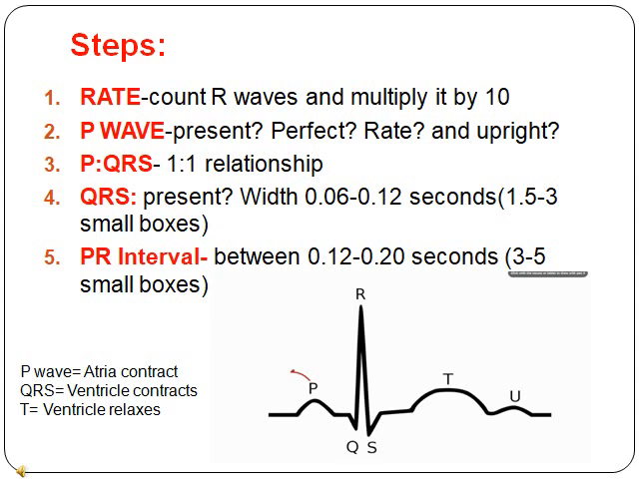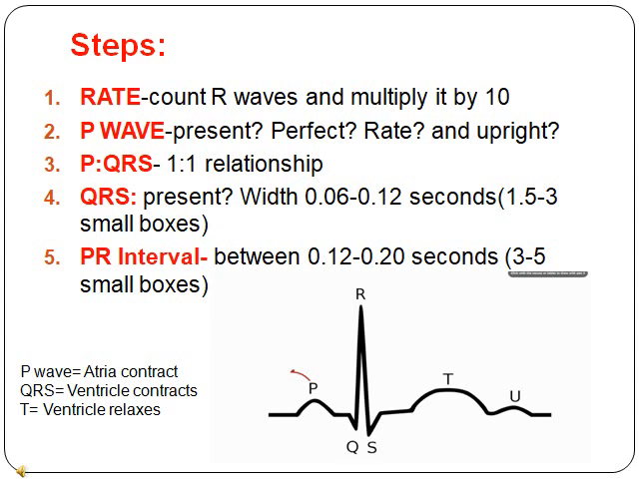So basically, I'll just simplify this really quickly. 1, you're checking the rate, RR. You want to count the R waves and multiply by 10. 2, you check the P wave, PPP. P waves present and perfect. Are they there, and is the shape good? 3, P:QRS, 1:1. Is there a one-to-one relationship? For every P, is there a QRS?